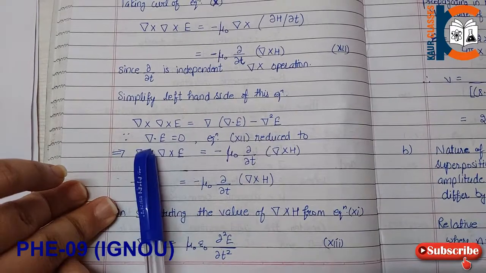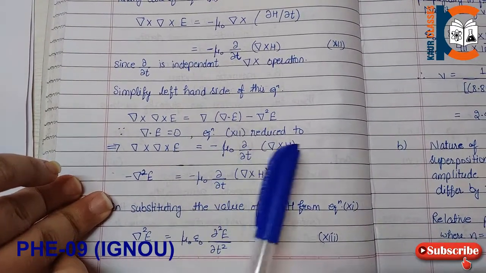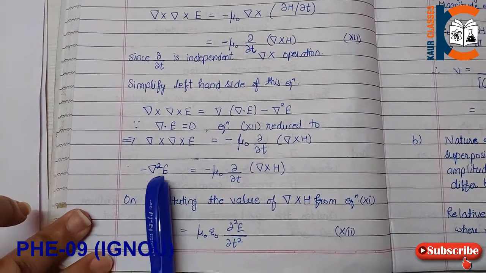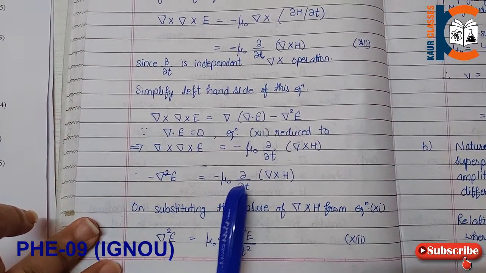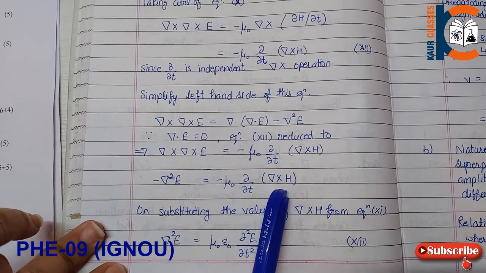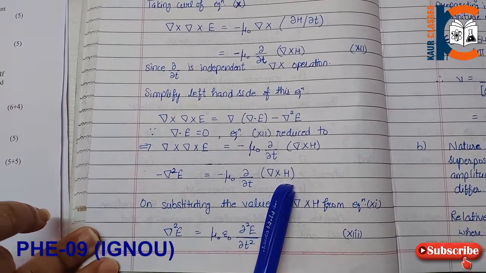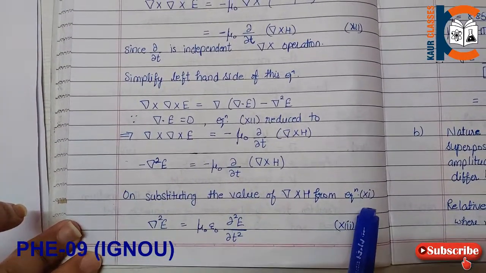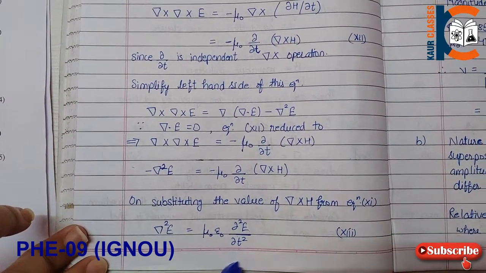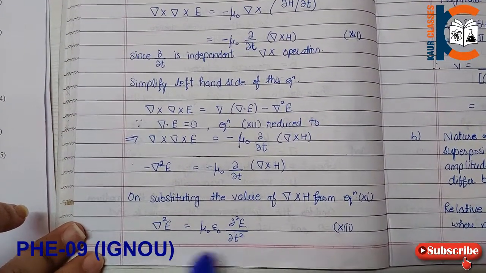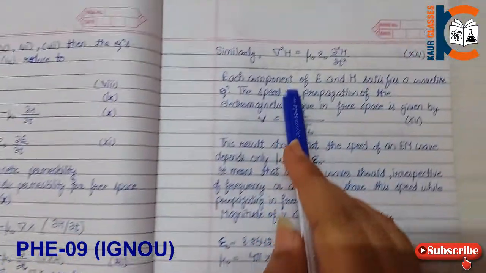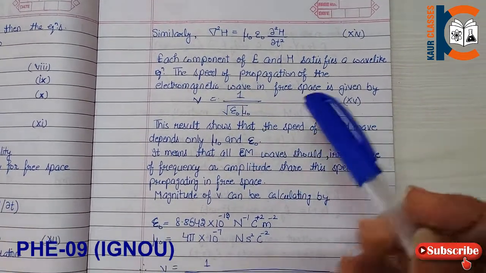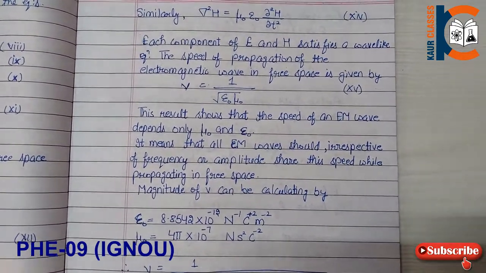We have del dot E equals 0. Then equation number 12 can be reduced into minus del squared E equals minus mu del by del t of the curl of the magnetic field H. On substituting the value from equation number 11, we have equation number 13. Similarly, for the magnetic field intensity, we have equation number 14. Each component of E and H satisfies a wave-like equation.